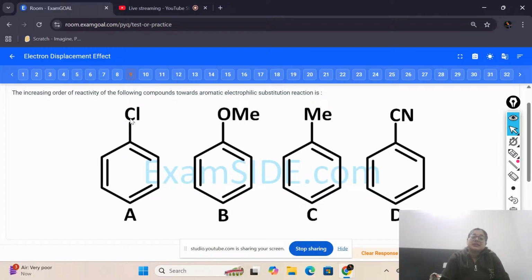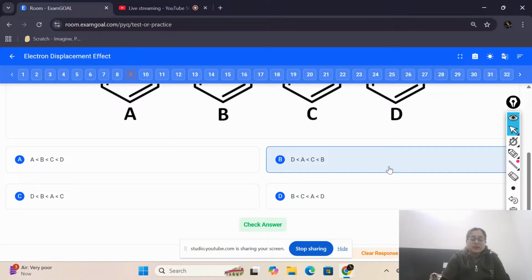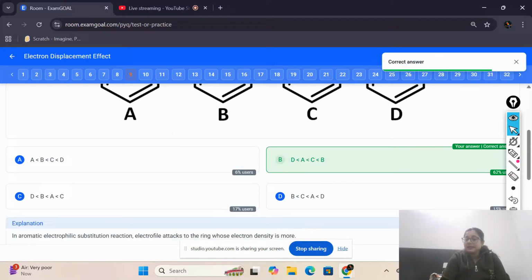Then the ortho-para deactivating group chlorine is the third, and CN, since it is a minus R minus I group, will be at the fourth position. So option B has higher priority than C, A, and D. Any option with B higher priority and D lesser priority is this. It's BCAD, BACD. It's a good answer.